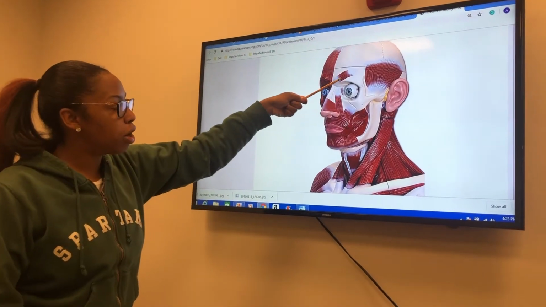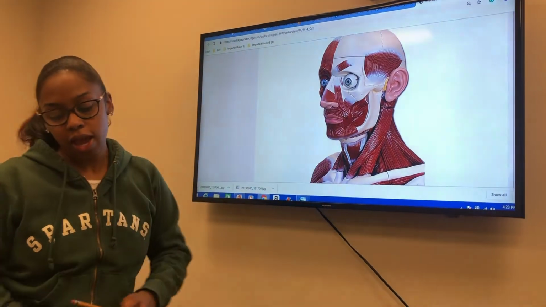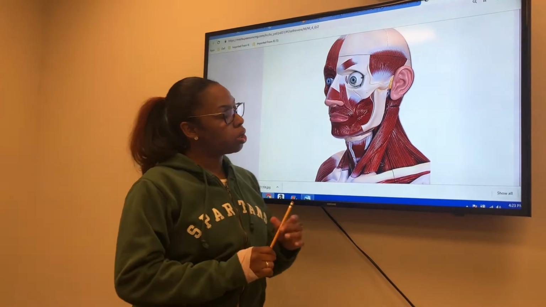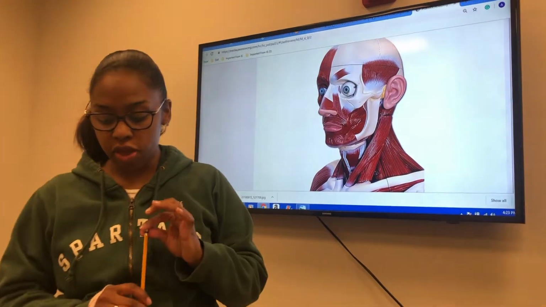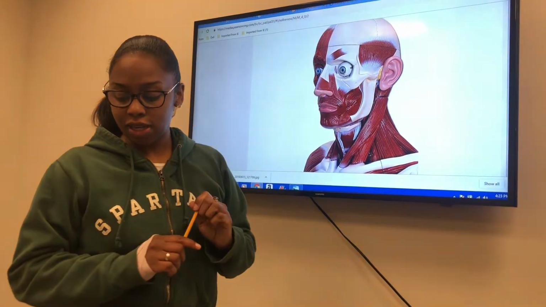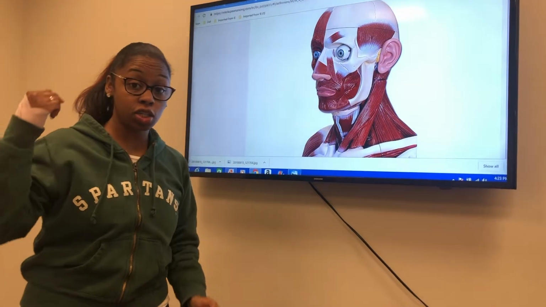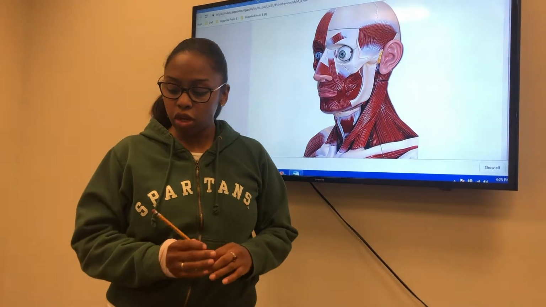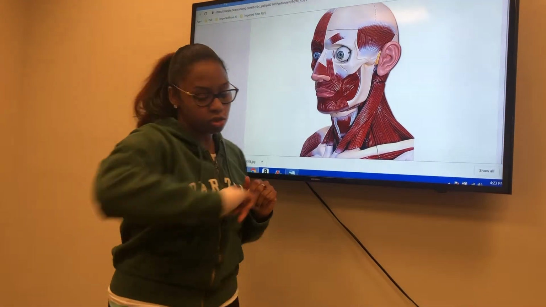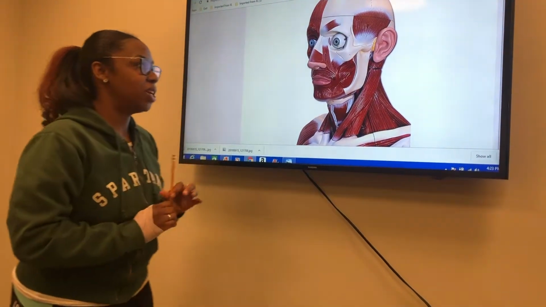This is the corrugator supercilii, which is the eyebrow muscle. It has an origin of the supraorbital arch and an insertion of the forehead skin, so somewhere up here. It has an action of wrinkling the forehead as well, which will be this action here. And the innervation of the supercilii muscle is the temporal branch of the facial nerve.